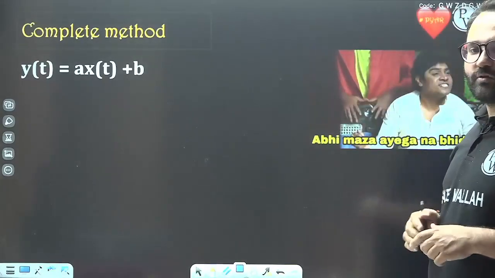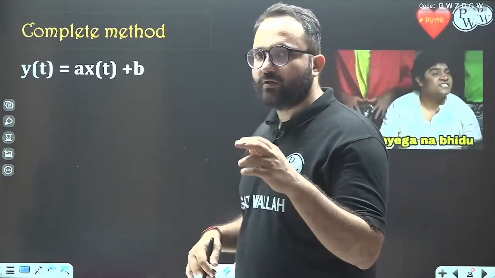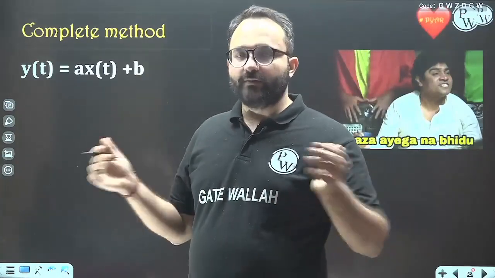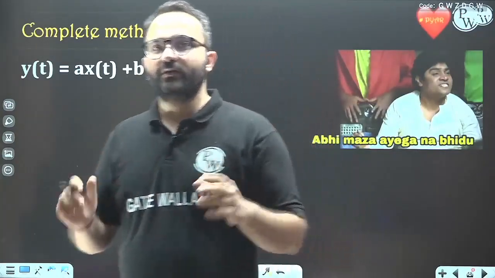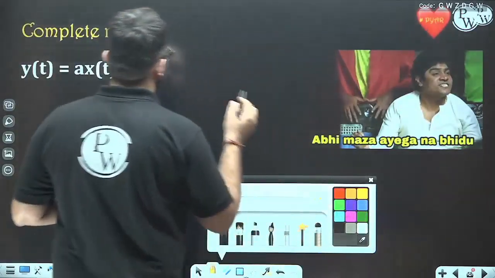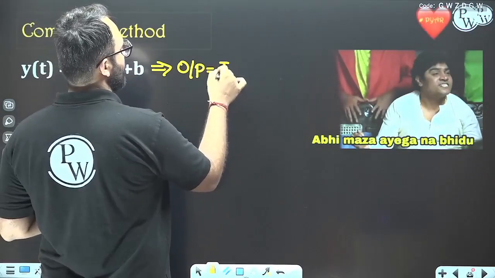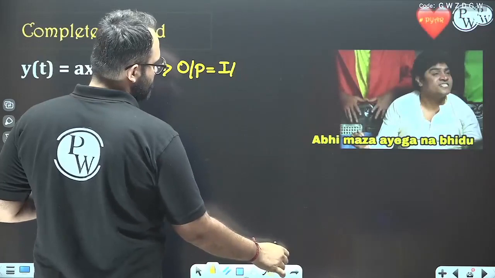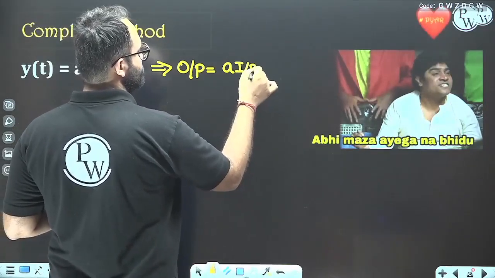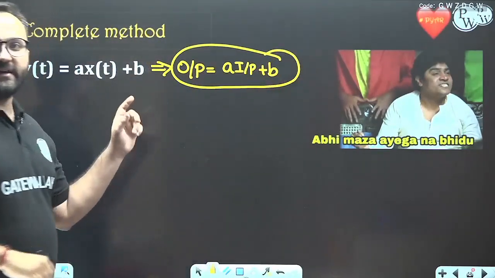So this is the input output relationship of a system. Let us first of all write this equation in terms of a statement, that is, what the system is actually doing. We should know what the system is actually doing. What is it doing? We can say that the output is equal to a times the input plus b. Output equals a times input plus b.